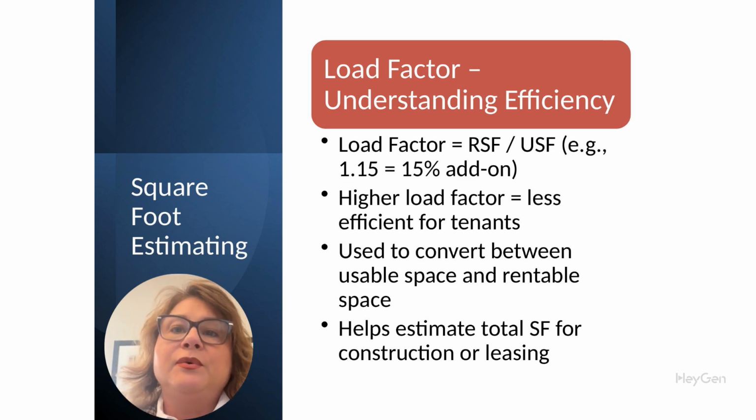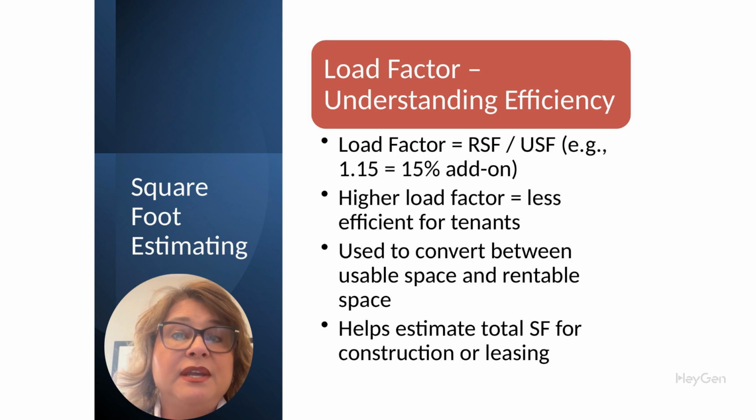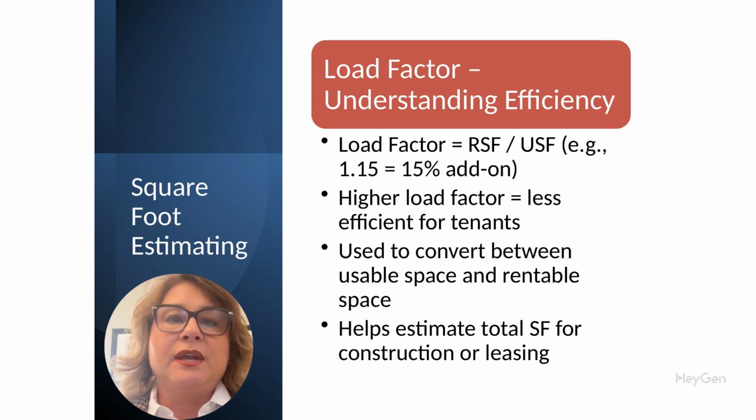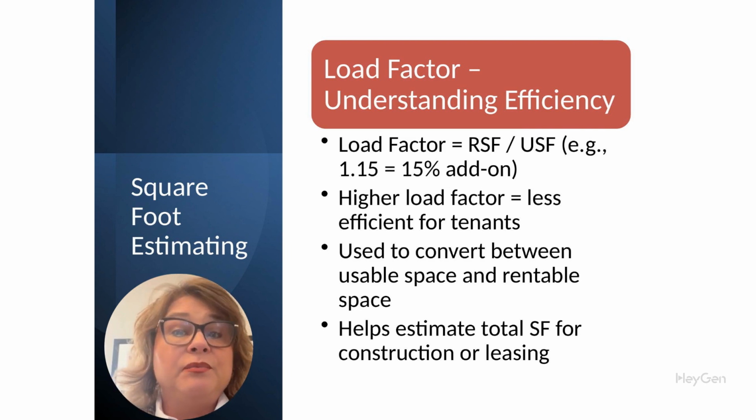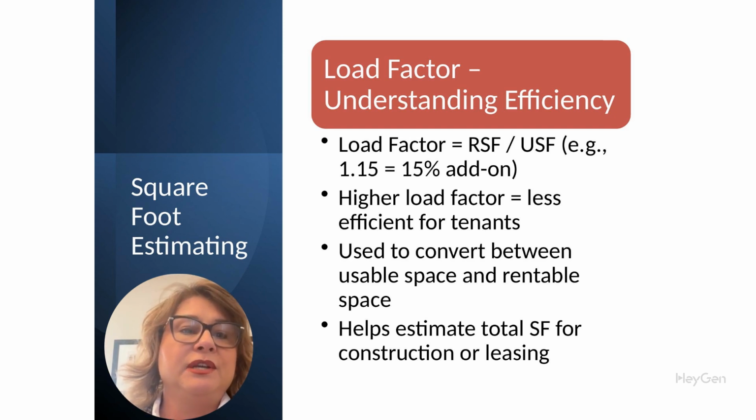Let's walk through a quick example. A tenant's usable square footage, the space inside their suite, is 10,000 square feet. Their share of the building's common spaces, lobbies, corridors, restrooms, adds up to another 1,500 square feet. That makes their rentable square footage 11,500 square feet. Now calculate load factor equals 11,500 divided by 10,000, which gives us 1.15. That means there's a 15% add-on for shared space.